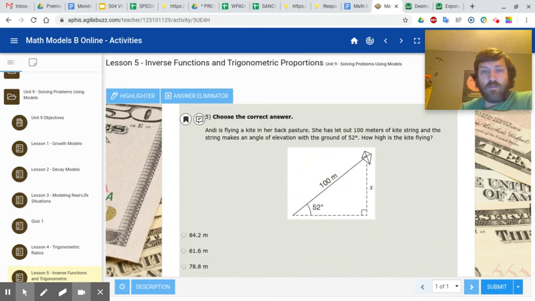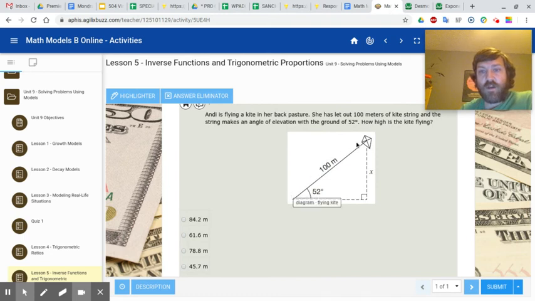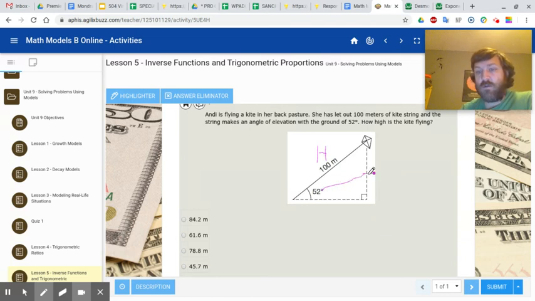All right. Choose the correct answer. Andy is flying a kite in her back pasture. She has let out 100 meters of kite string, and the string makes an angle of 52 degrees. How high is the kite flying? So what you really have to do here is look at the picture and say, okay, we know this is the hypotenuse of that triangle. This is my angle. And this is the thing we don't know. And since it's across from 52, this is the opposite side.